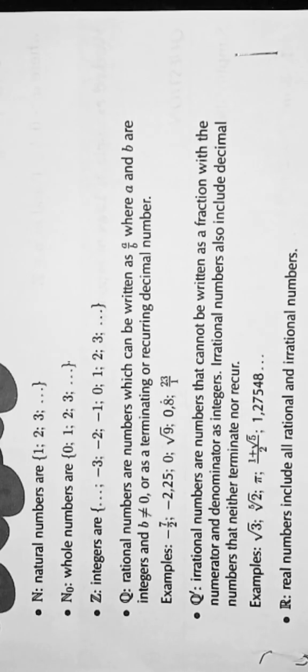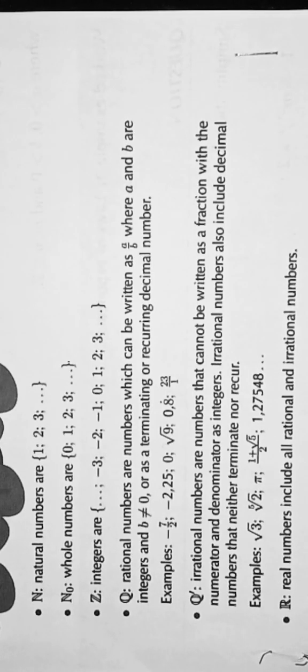Okay, what about the irrational numbers? Irrational numbers are numbers that cannot be written as a fraction with the numerator and denominator as integers. They cannot be written as integers. But irrational numbers can also include a decimal number that neither terminates nor recurs. This is a non-recurring number. It is the opposite of this one, which is a recurring number. So let's focus on this one.